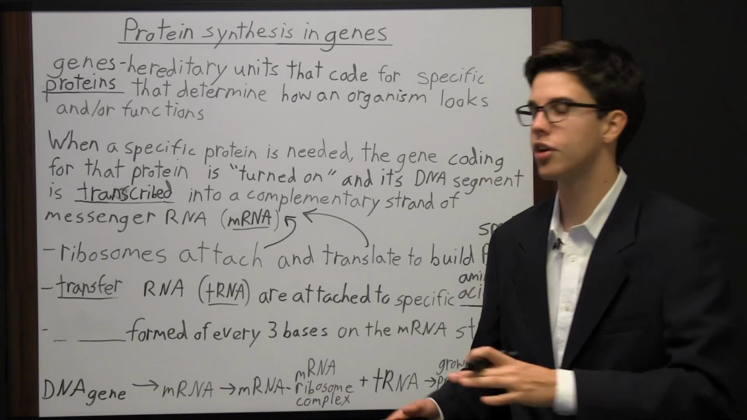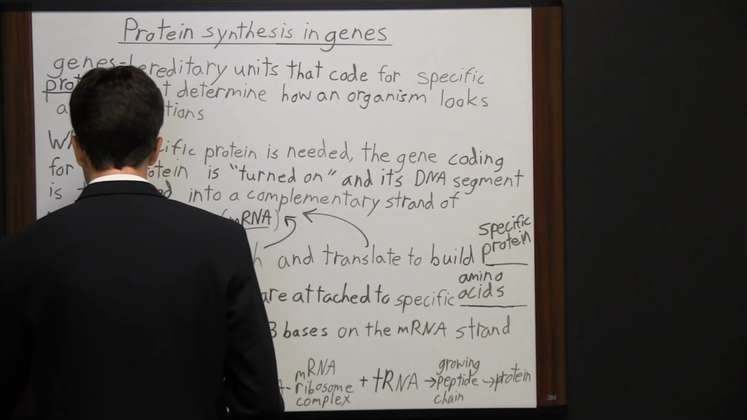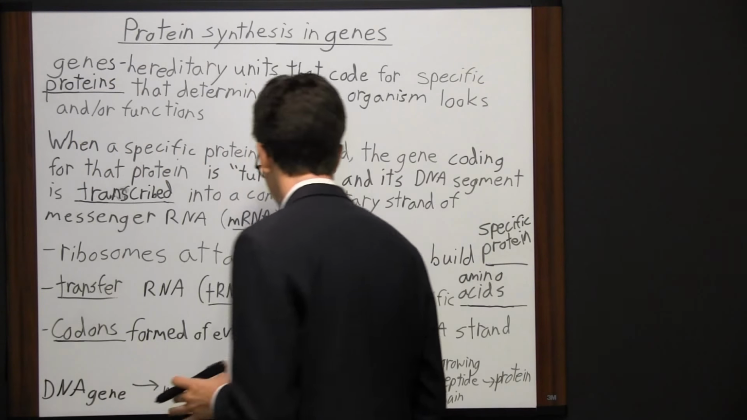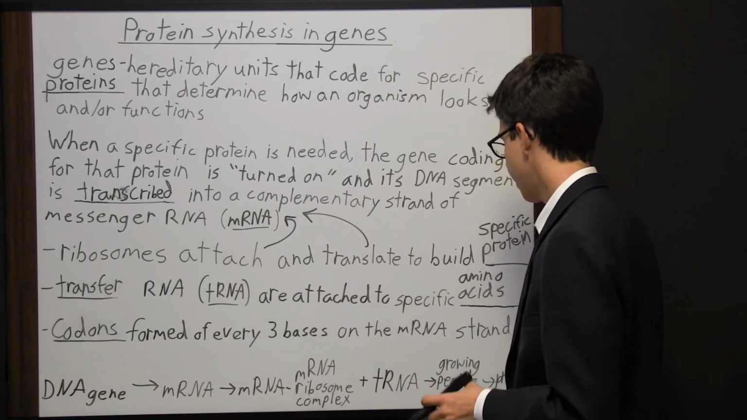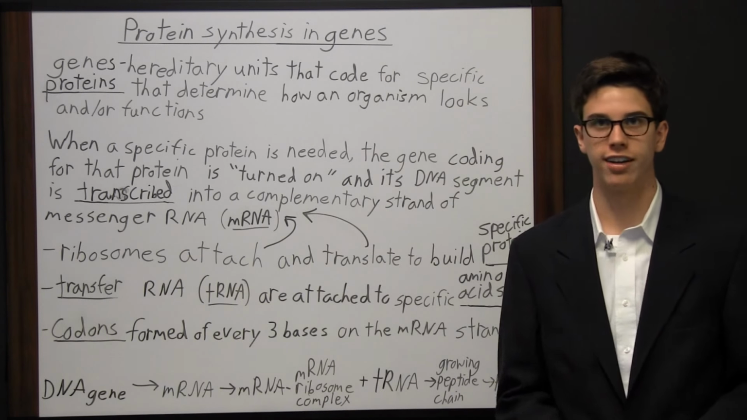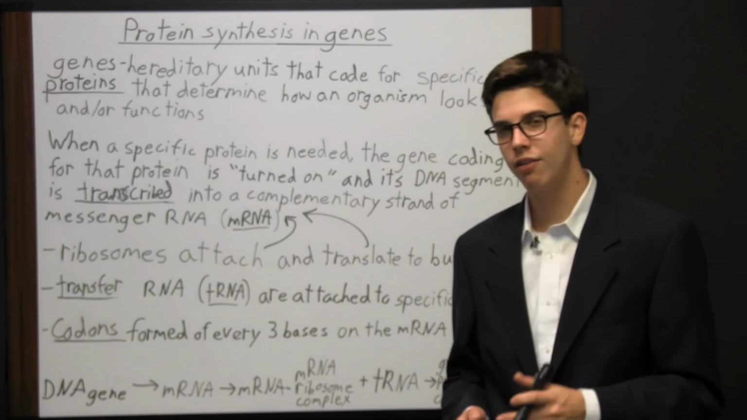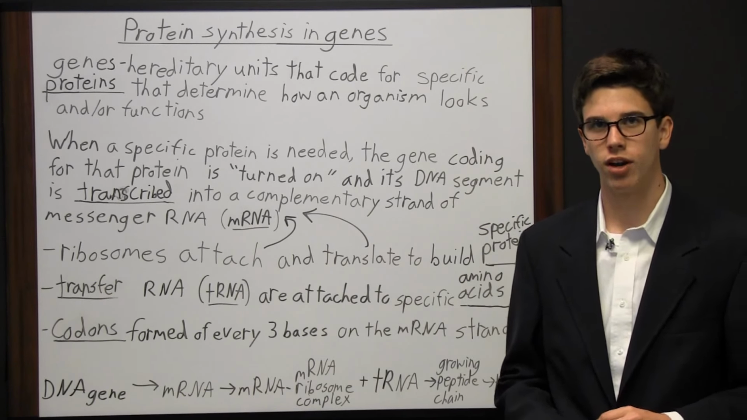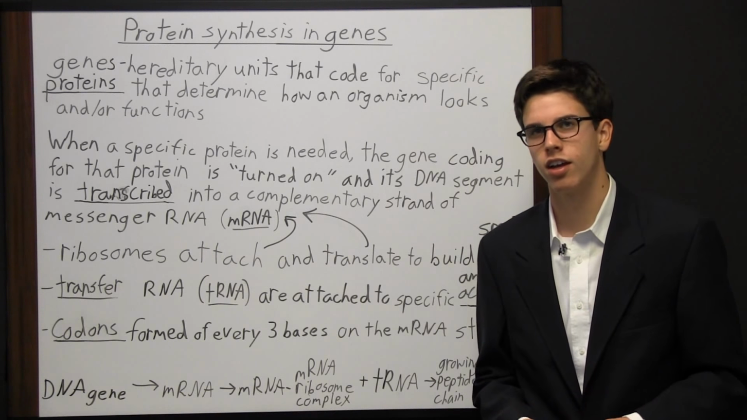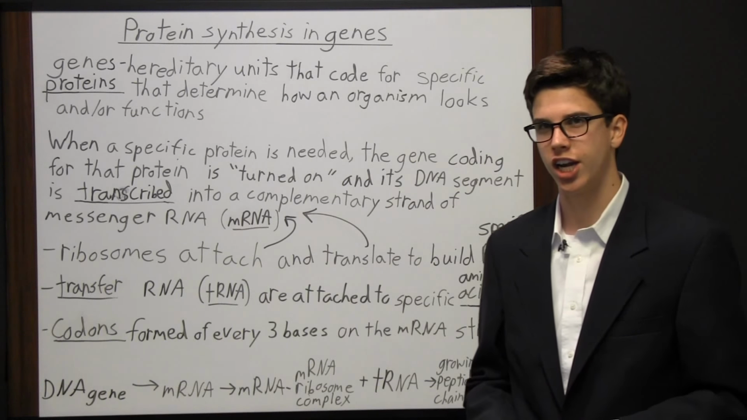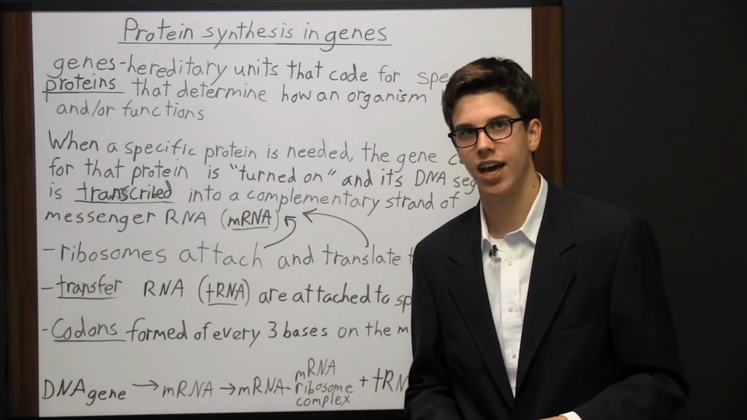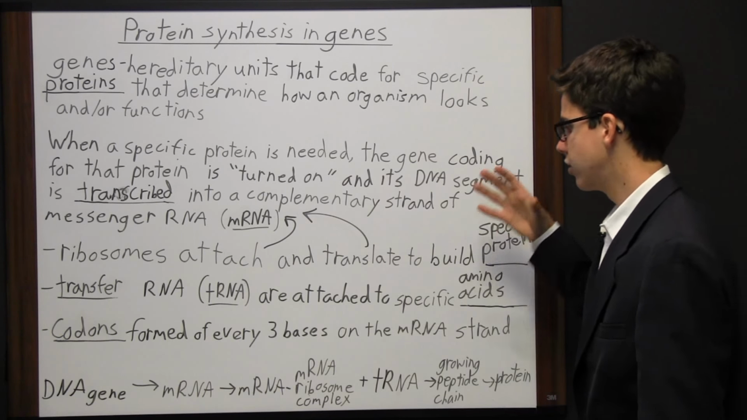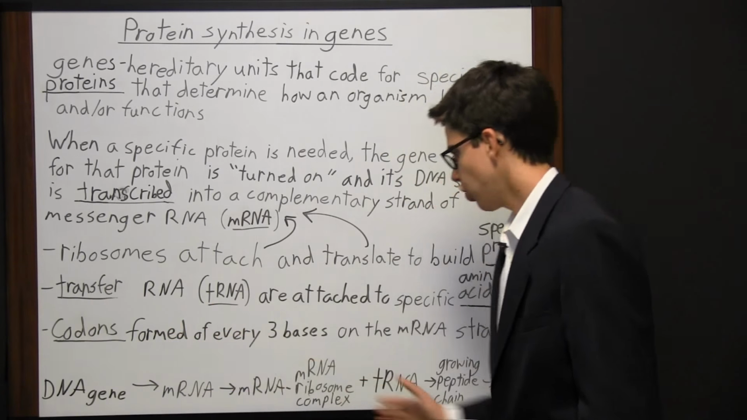Now, we also have something called codons, which is a term you need to be familiar with. So codons are formed of every 3 bases on the mRNA strand, and they match up with anticodons on its intended tRNA to form a growing peptide chain of amino acids linked together by peptide bonds. So everything we just talked about can be described by this chart down here.